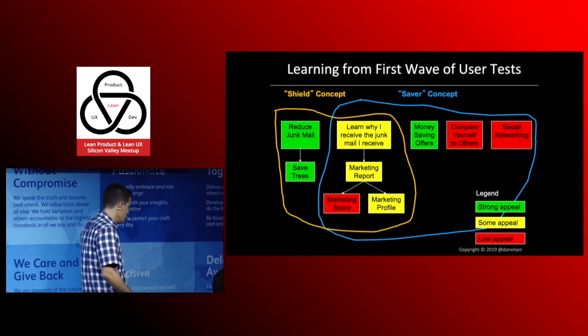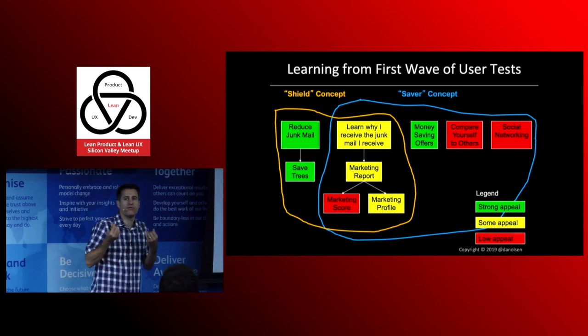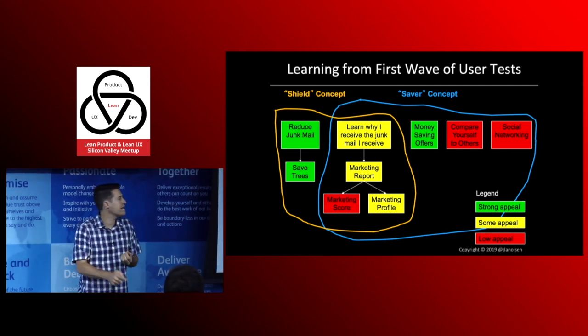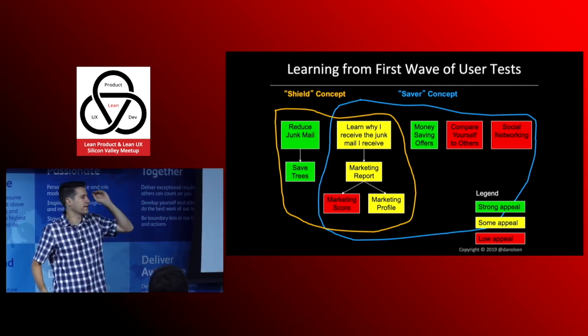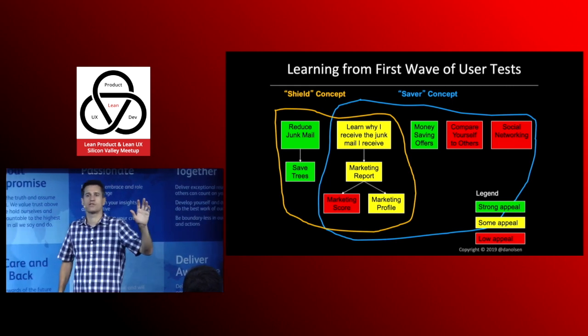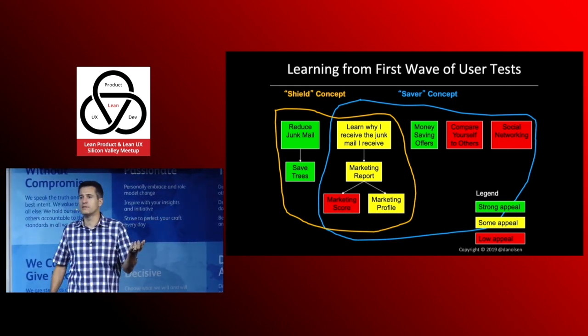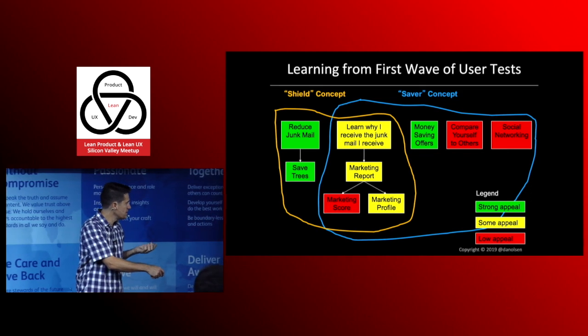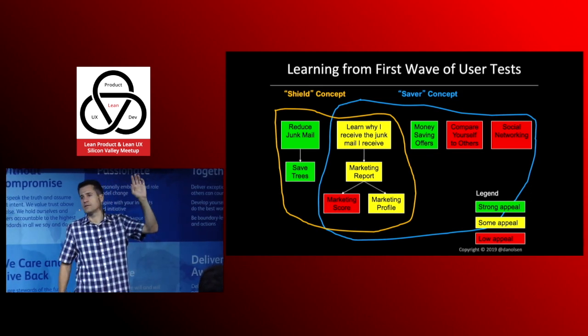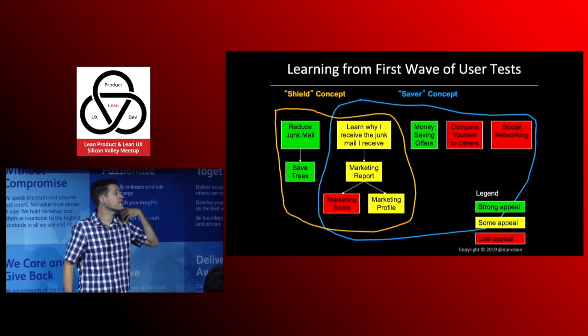The other thing is the red. I'm just as proud of the red as I am of the green. Not surprisingly, social networking, which just got added on for no logical reason, did not test well. Also, marketing score. Who here knows what a marketing score is? I don't know what a marketing score is, and I worked on this project.